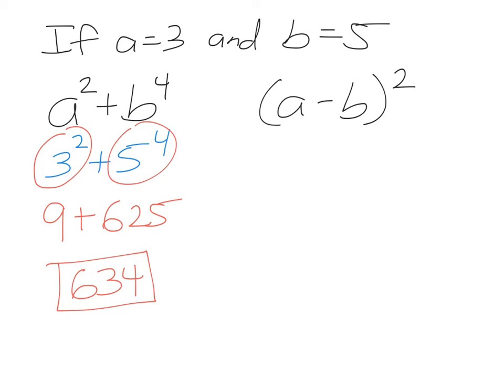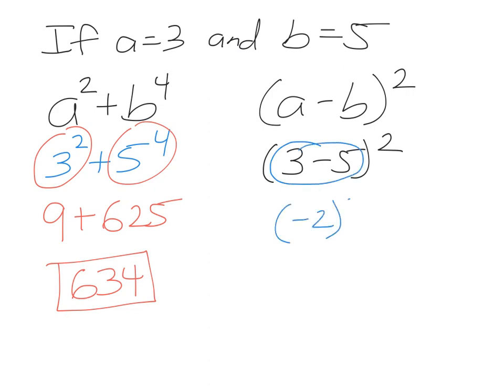Okay, if you did it, you would have done 3 minus 5 squared. You would have told me that inside the parentheses, 3 minus 5, that's negative 2 squared. And negative 2 squared is negative 2 times negative 2, which is positive 4. So how many of you got positive 4 for A minus B squared? Good. Glad to hear that.